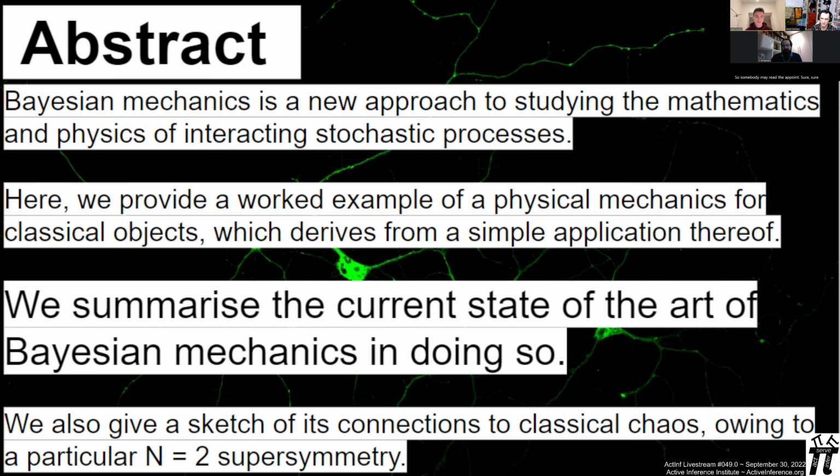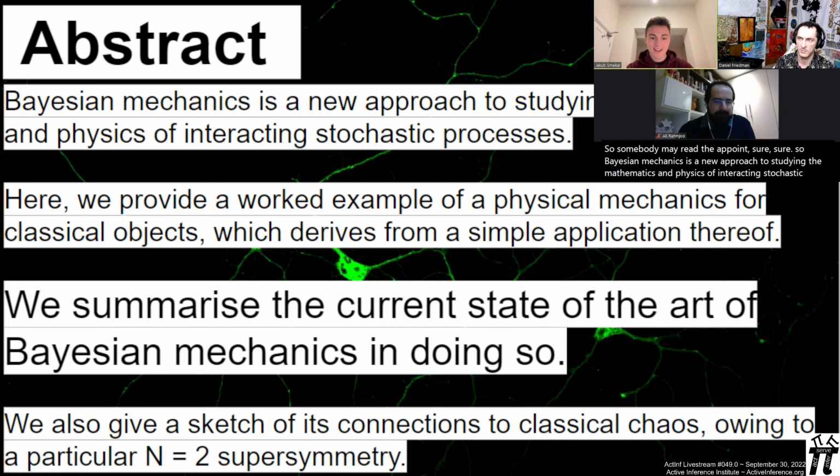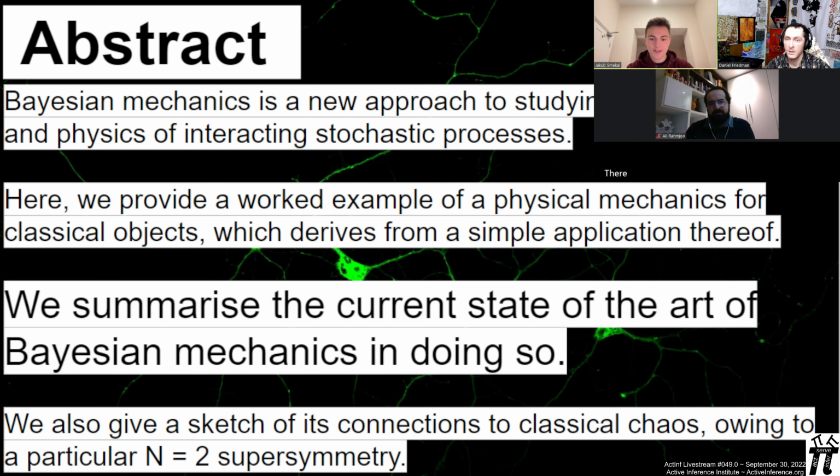Sure. Bayesian mechanics is a new approach to studying the mathematics and physics of interacting stochastic processes. Here, we provide a worked example of the physical mechanics for classical objects, which derives from a simple application thereof. We summarize the current state of the art of Bayesian mechanics in doing so. We also give a sketch of its connections to classical chaos, owing to a particular n=2 supersymmetry. Short and sweet.